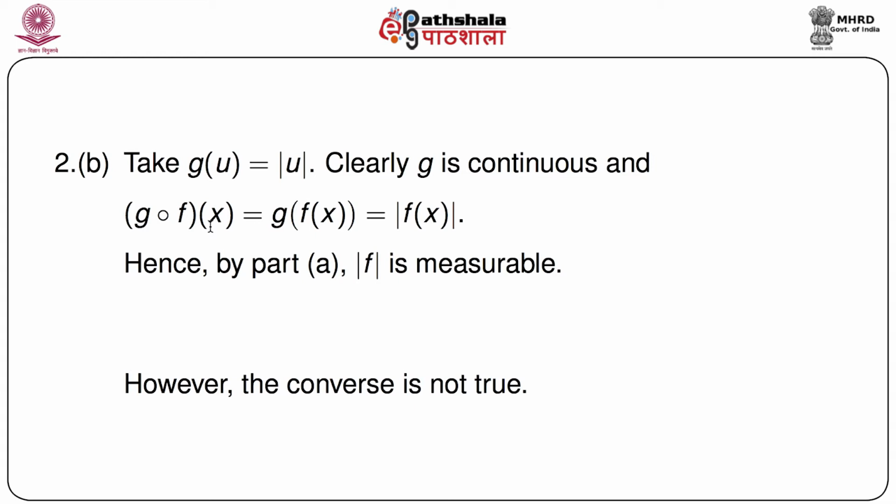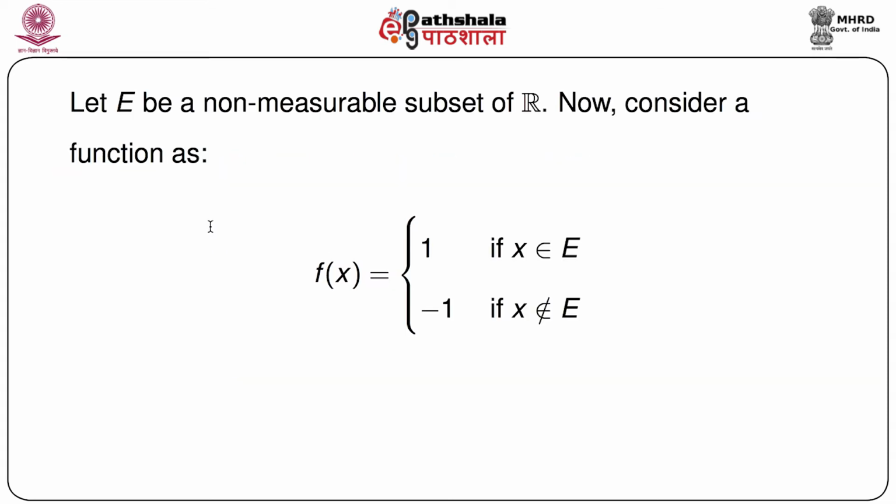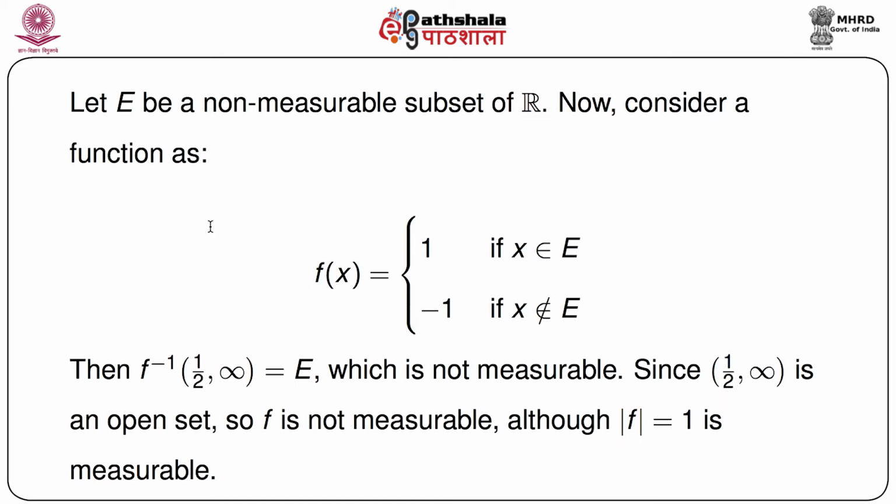Now we want to see whether the converse is true. That means if mod f is measurable, then can we always say that f is measurable? Unfortunately, the converse is not true. So all we have to do is give one counter example. So let E be a non-measurable subset of R. So note this significant term, non-measurable. Now consider a function f(x) which takes the value 1 if x belongs to E, E being a non-measurable subset of R, and minus 1 if x doesn't belong to E.